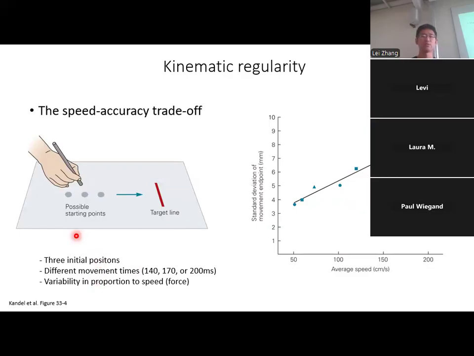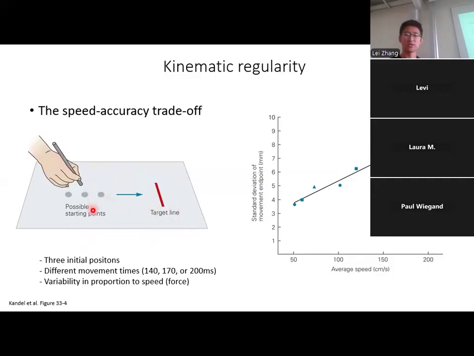For example, if you grasp a pen and you move from one point to the target line, which is here, you can observe that when you move faster, you become less accurate at the target, and if you move slower, you are more accurate on target. This is kind of intuitive, so it's easy to understand. This phenomenon is called the speed-accuracy trade-off. And this is actually an experiment that we can perform with participants, and we can plot the data to show some quantitative curves.